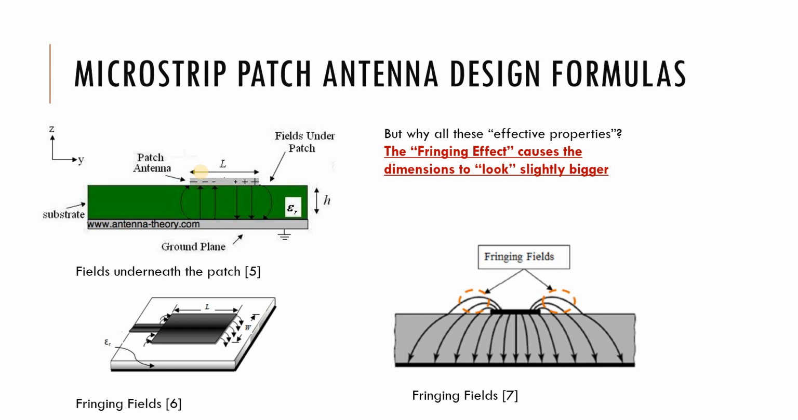So you can see the fields in this figure, and also you can see the fringing effect here. As I indicated, the fringing effect causes the dimensions to look slightly bigger than what you see in the metal.